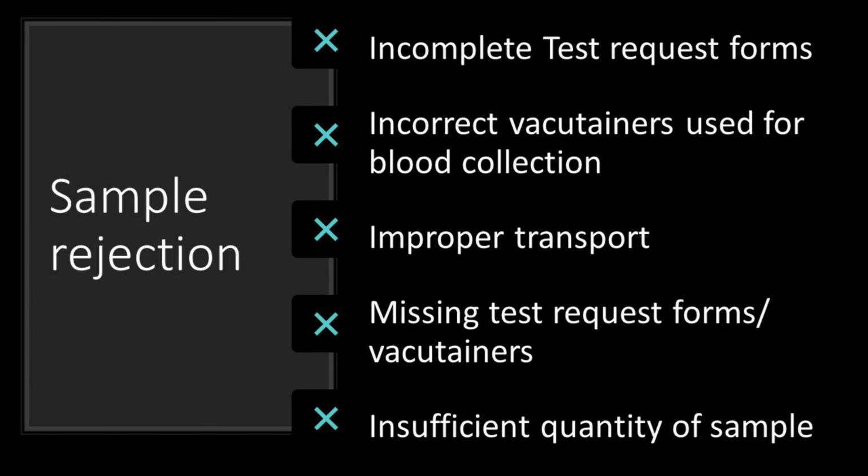Samples are accepted for analysis only if they meet a set of criteria. Some common reasons for sample rejection are incomplete test request forms, incorrect vacutainers used for blood collection, improper transport of the samples, missing test request forms or vacutainers, and insufficient quantity of sample.